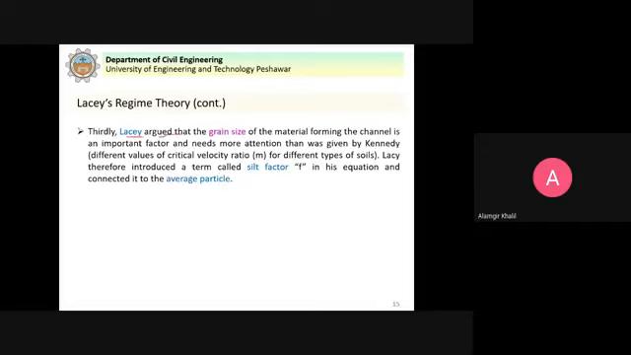Thirdly, Lacey argued that the grain size of the material forming the channel is an important factor and needs more attention. Kennedy had given different values of critical velocity ratio for different types of soils. Lacey therefore introduced a term called silt factor in his equation and connected it to the average particle size.